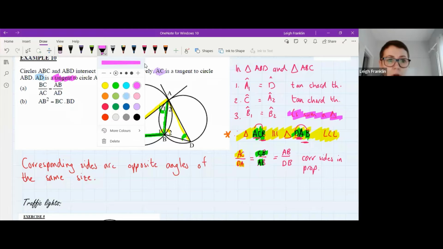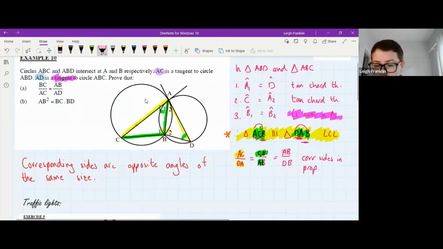All right, and then the last one here, let's do this in a light pink so that we can see what's going on. AB and DB correspond. BD is over here and AB is this side over there. They correspond because angle A2 opposite BD is opposite angle C. And remember, angle A2 and angle C are equal to one another. We've got it up here.